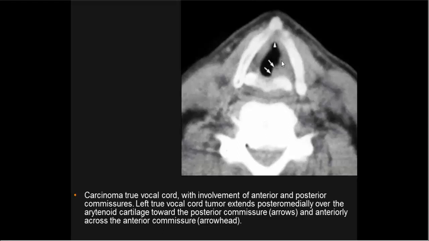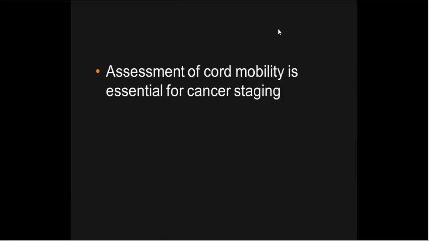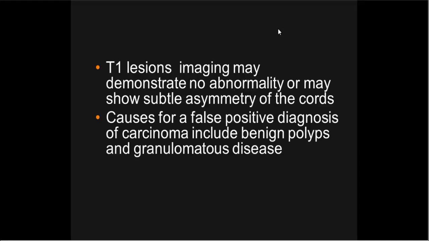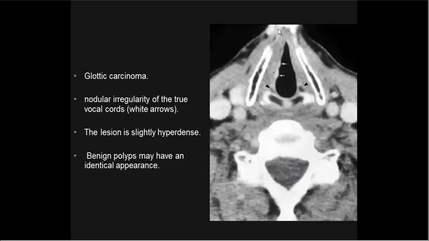Left true vocal cord extends posteromedially over arytenoid cartilage posteriorly and toward the posterior commissure and anteriorly through anterior commissure. Assessment of cord mobility is essential for cancer staging. T1 lesion imaging may demonstrate no abnormality or may show subtle asymmetry of the cord in T1. Causes of false positive diagnosis of carcinoma include benign polyps and granulomatous disease.